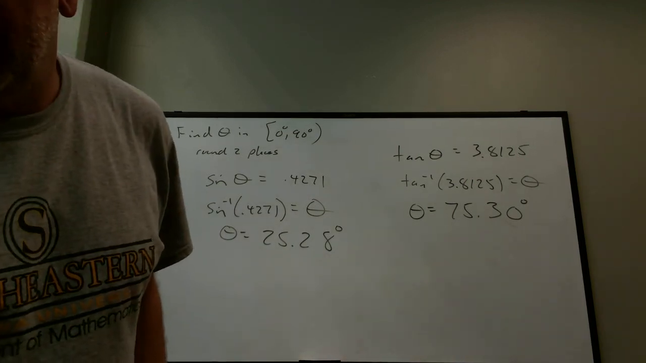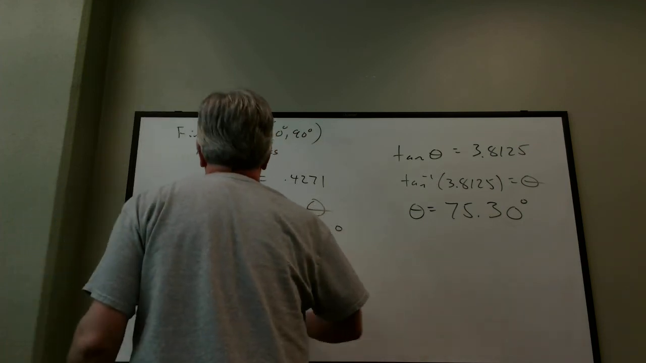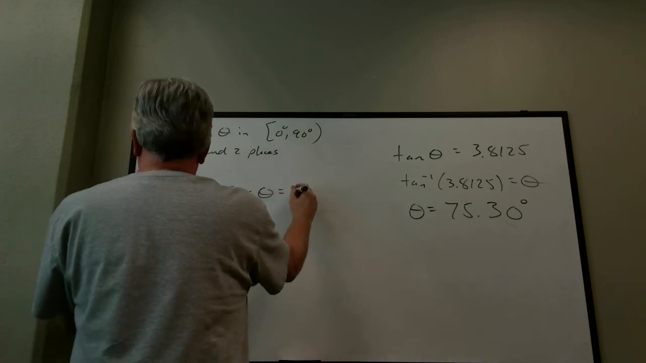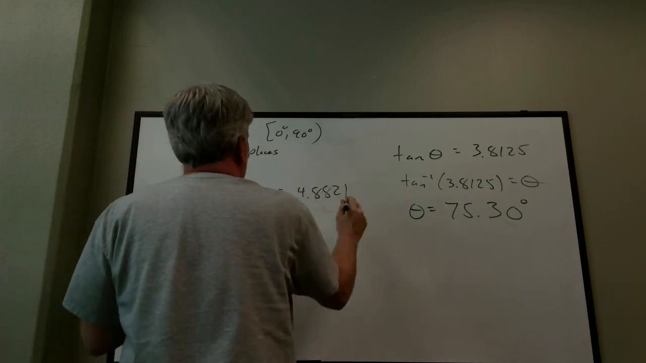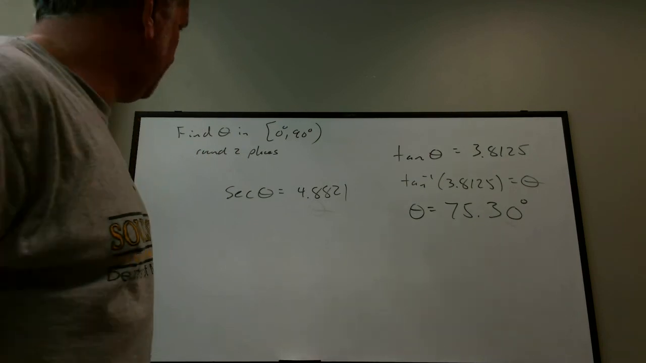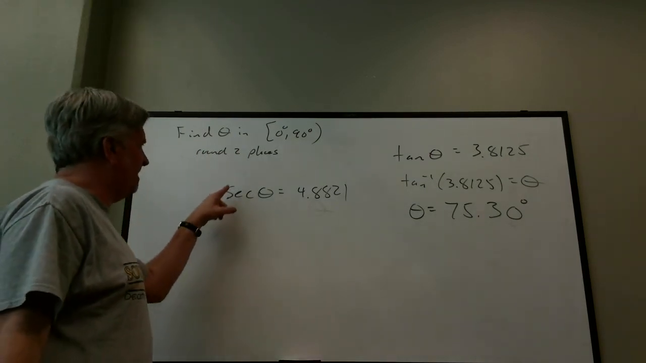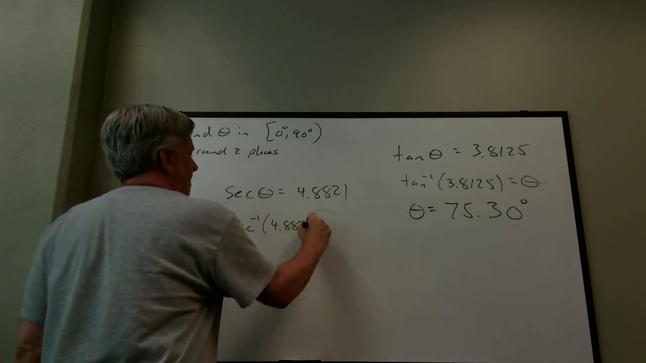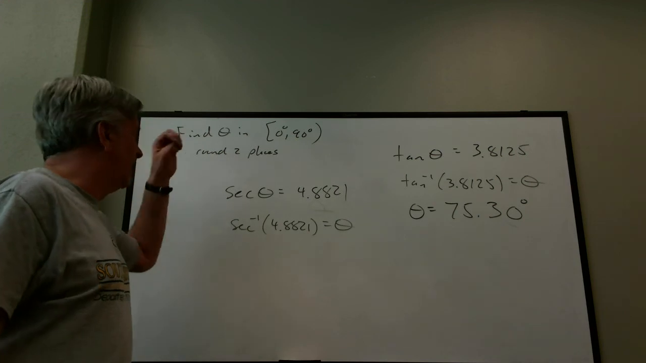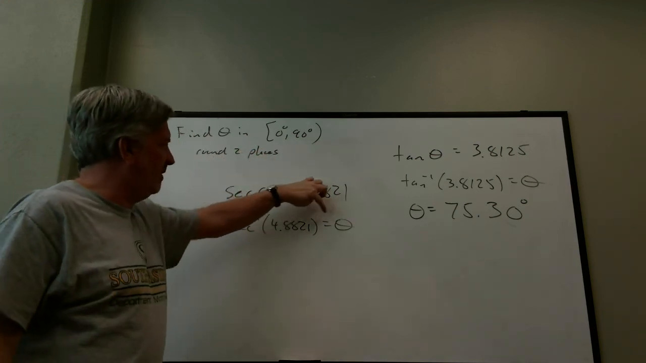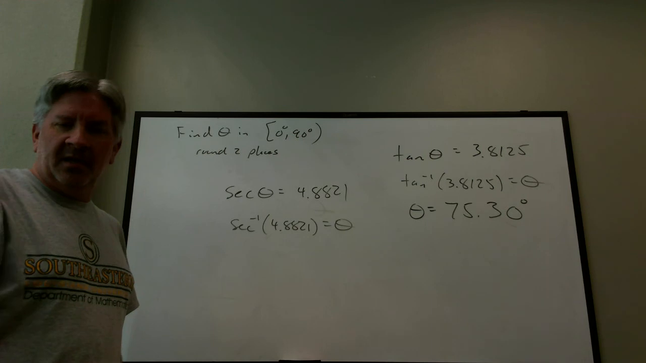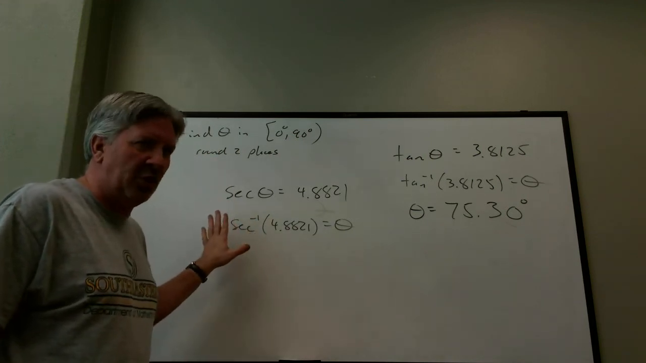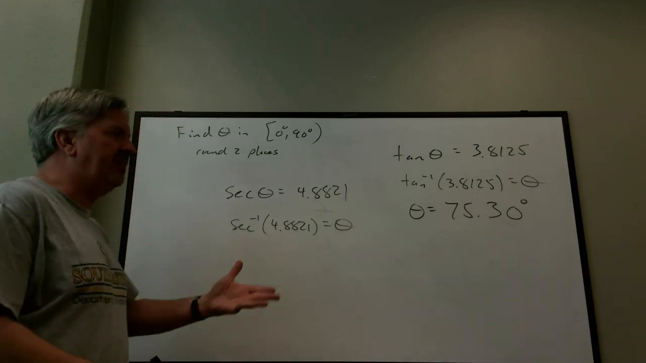Okay, the next one says secant theta is 4.8821. Now, you could say secant of an angle is a number, so secant inverse of the number is the angle. That's a true statement. But what's the problem here? I don't have a secant inverse button on my calculator. And remember, that does not mean 1 over secant. That's not cosine. It's not the same thing. So that's a true statement, but it doesn't help me.